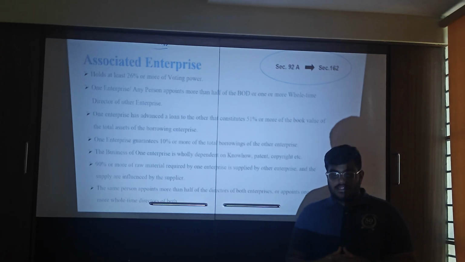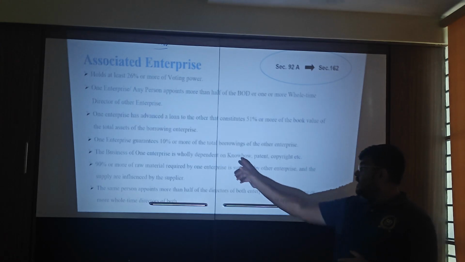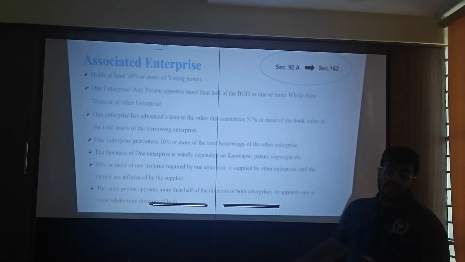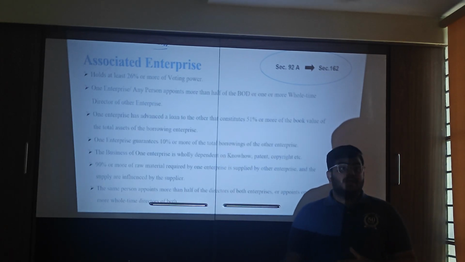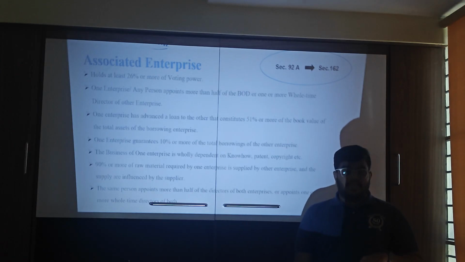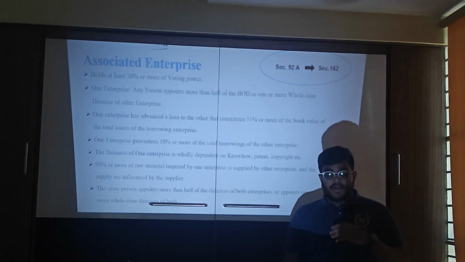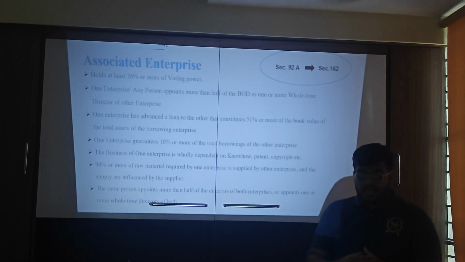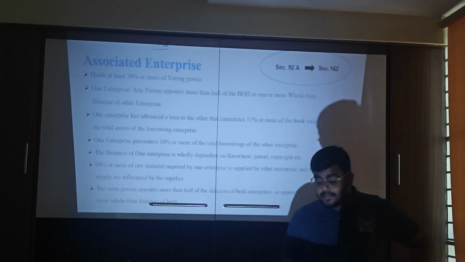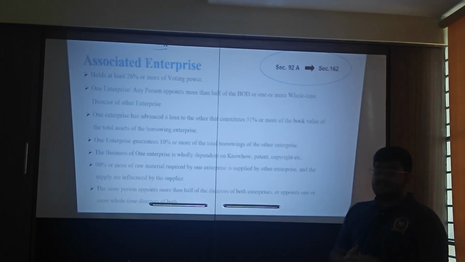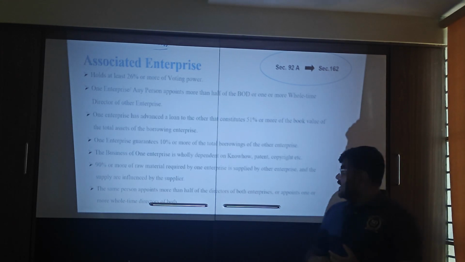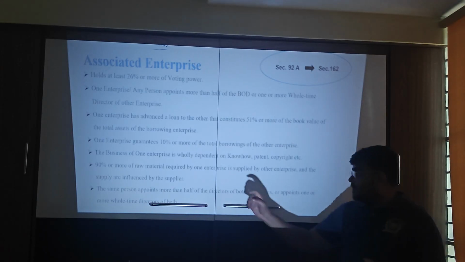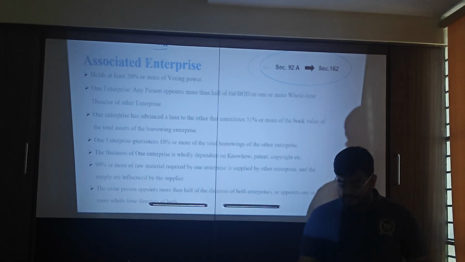Next, the business of one enterprise is wholly dependent on the know-how, patent or technology of another. Suppose, for example, Kia Motors manufactures its cars in India. It uses the know-how of Hyundai Motors, so it is fully dependent on Hyundai Motors for its car manufacturing. So this transaction will also be termed as between associated enterprises. Next, if 90% or more of raw materials are supplied by one enterprise, then also it will be termed so, as the supply is influenced by the supplier.